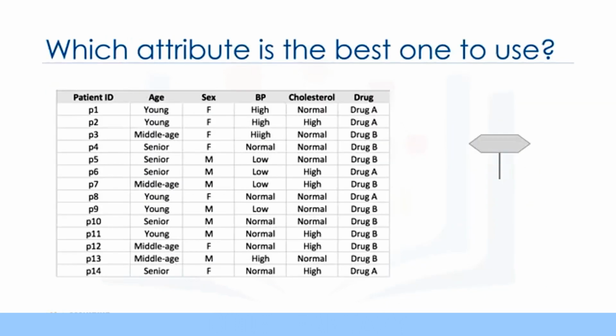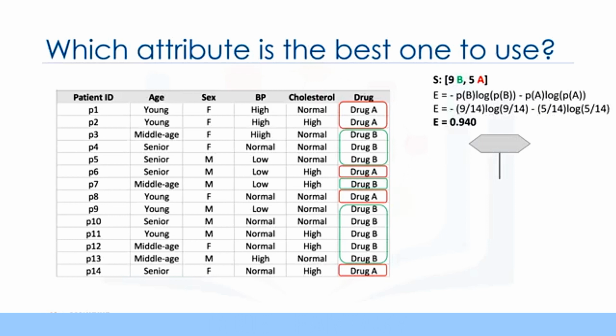As an example, let's calculate the entropy of the dataset before splitting it. We have 9 occurrences of drug B and 5 of drug A. You can embed these numbers into the entropy formula to calculate the impurity of the target attribute before splitting it. In this case, it is 0.94. So, what is entropy after splitting?